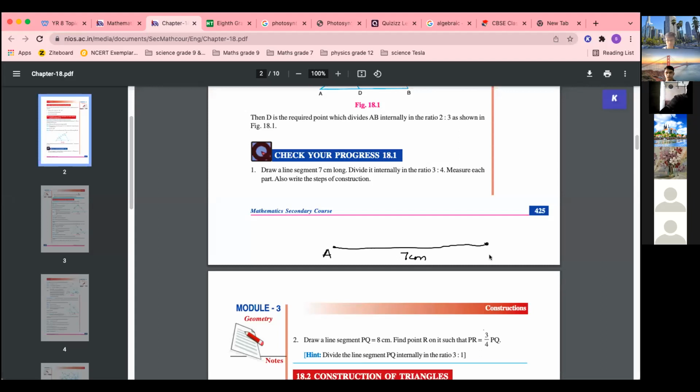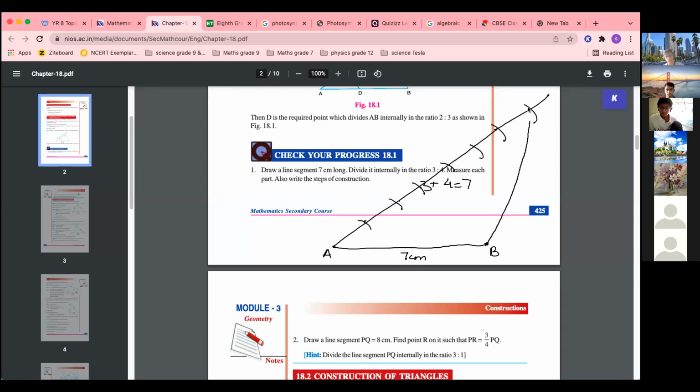Divide it internally in the ratio 3:4. So 4 plus 3 is equal to 7. So I'll make an acute angle and I'll cut 7 equal arcs. So 1, 2, 3, 4, 5, 6 and 7. Now I will join this line, a straight line. I am not able to draw it well, okay, I'll draw a straight line. So we'll draw it over here like this. It is a straight line.